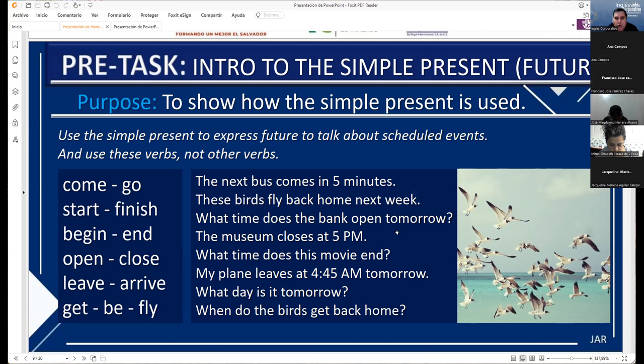What time does the bank open tomorrow? The museum closes at 5 p.m. What time does this movie end? My plane leaves at 4:45 a.m. tomorrow. What day is it tomorrow? When do the birds get back home? These birds.